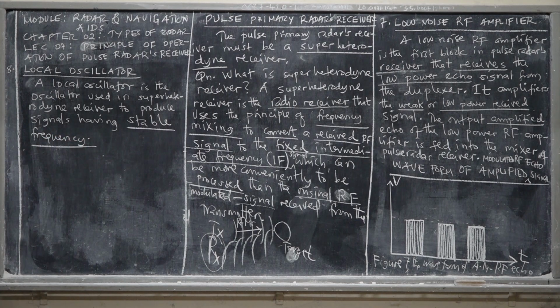So the main function of the local oscillator in the pulse primary radar receiver is actually to produce what? Signal with the stable what? Frequency. That's the primary function of the local oscillator. Remember that we also use oscillators in transmitters to produce carrier signal in most cases. So you have to differentiate the oscillator we are using in the transmitter unit and the oscillator that we are using in the receiver unit. That's why we call them local oscillators.